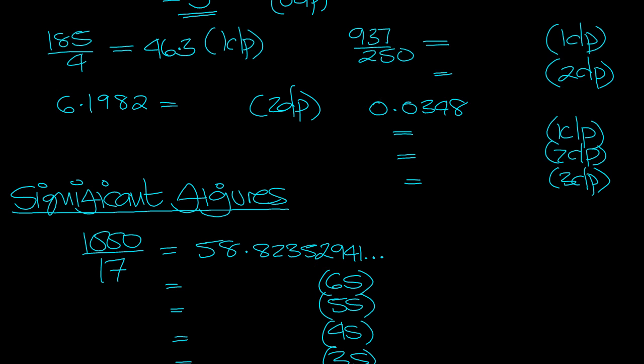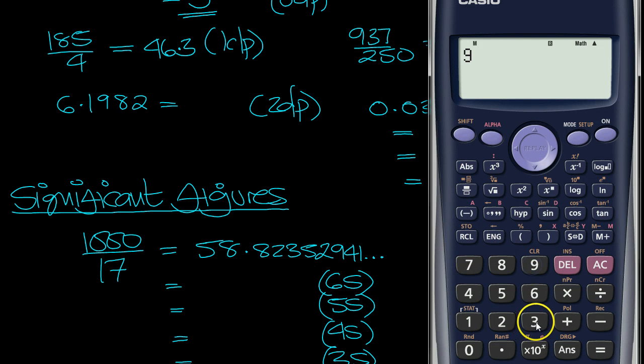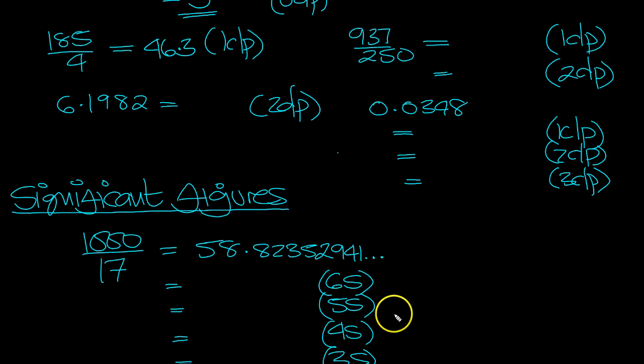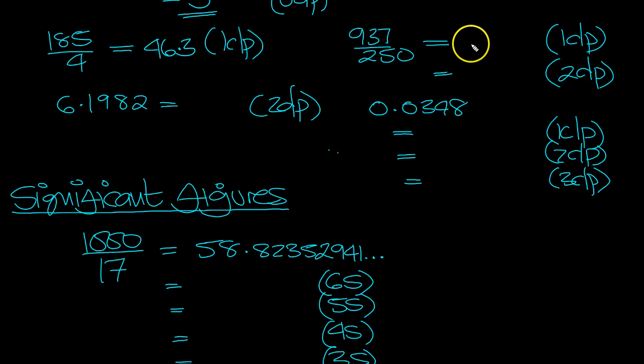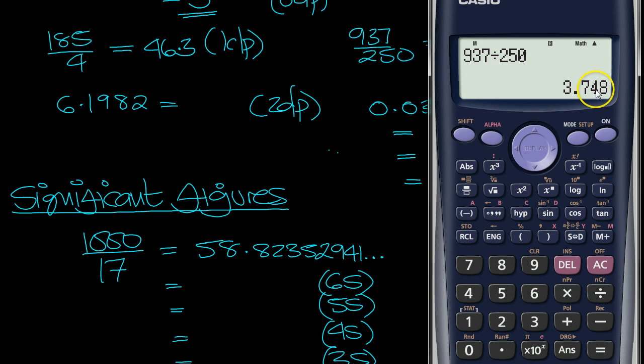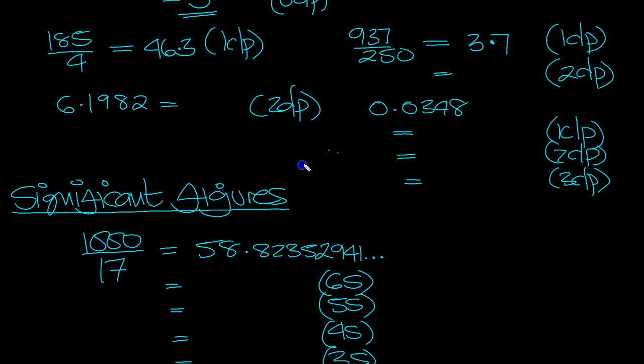Okay, 937 over 250. 937 divided by 250 is, as a decimal, 3.748. And we're doing this to 1dp. So 3.748 to 1dp is here. This is a 4, less than 5, so we round this down to just 3.7. And then to 2dp is the digit here. The next one along is an 8, so we round the 4 up to a 5, 3.75.